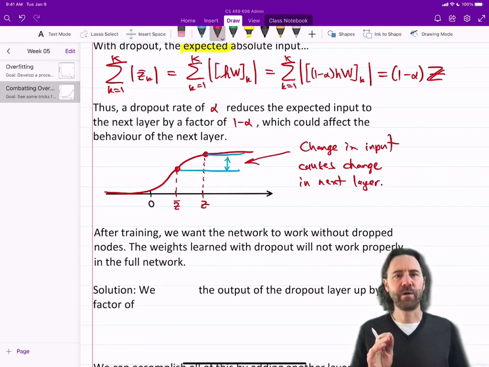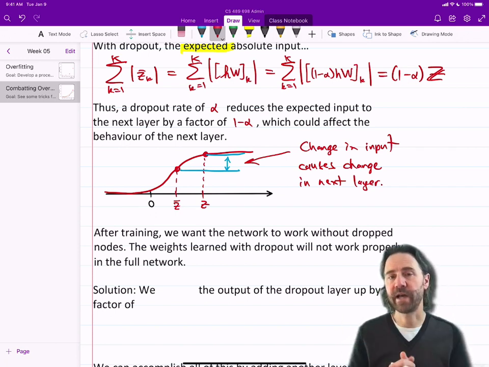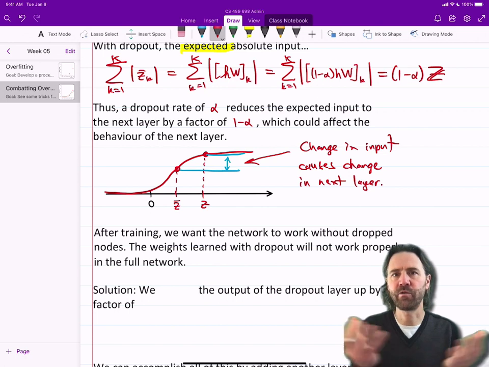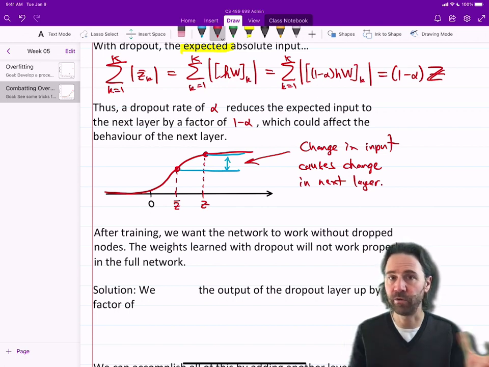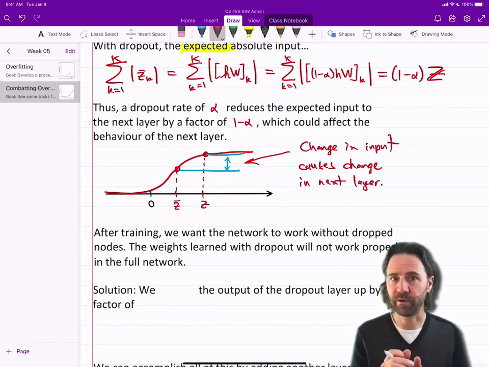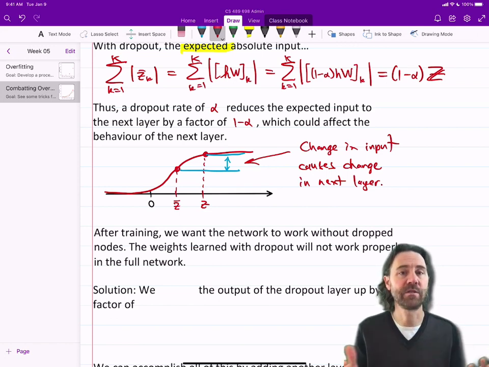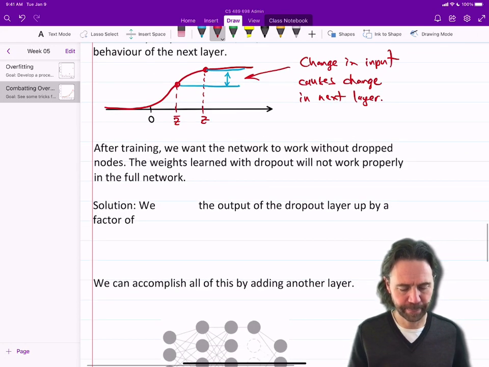So after training, we want the network to work without the dropped nodes. So we have to train it as if the currents that it's going to be receiving are the full currents, not the dropped out currents. So the weights learned with dropout will not work properly in the full network. The solution is to scale them up to compensate for the dropped nodes.